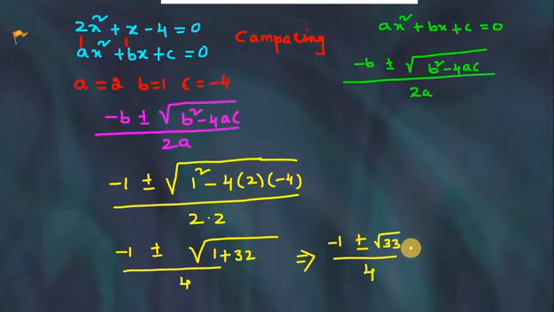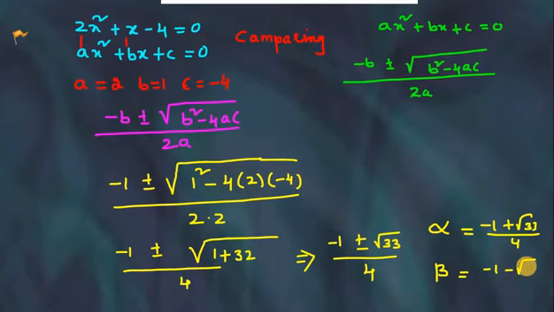So the two roots you got. One root we can take as alpha. Alpha is equal to minus 1 plus root 33 by 4, and the second root beta I am taking as minus 1 minus root 33 by 4. So as simple as this. Just compare with ax square plus bx plus c is equal to 0, you will get the a, b, c values. Just substitute in the formula and be careful while simplifying. So this is about the sum.